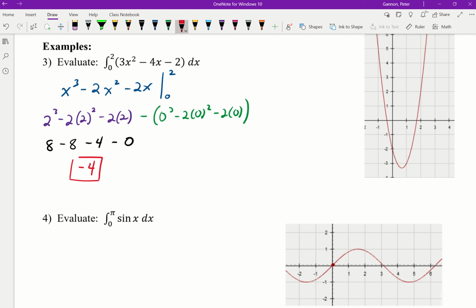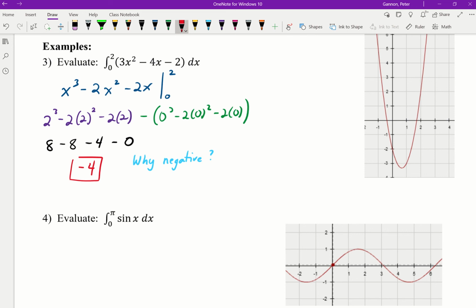Now, a question you want to ask yourself is, why is it negative? So why negative? Think about that and try to answer that question. And the answer to that question is the area, or most of the area, is below the x-axis.